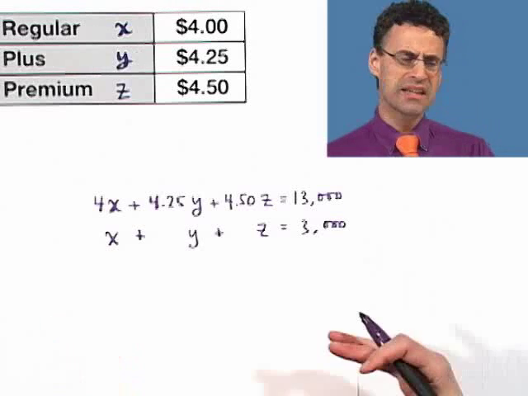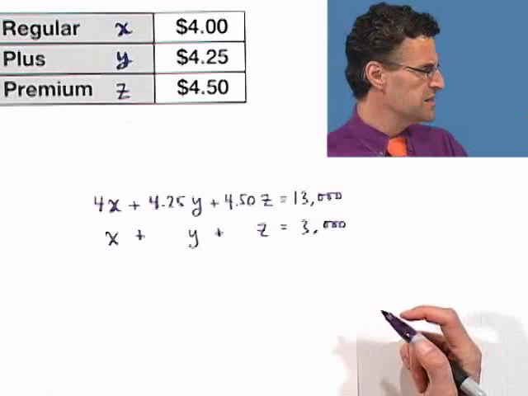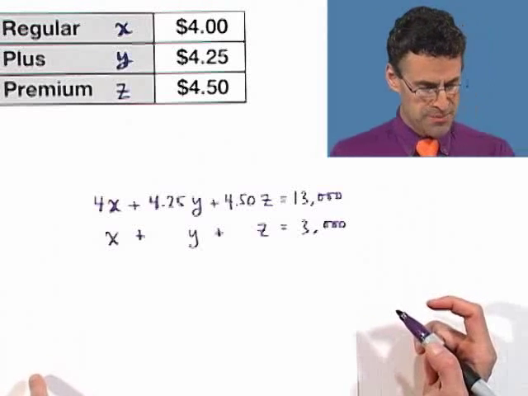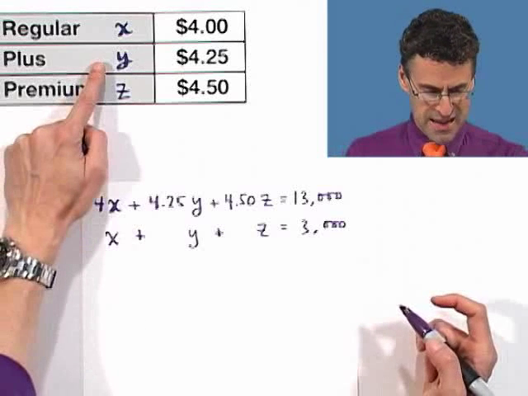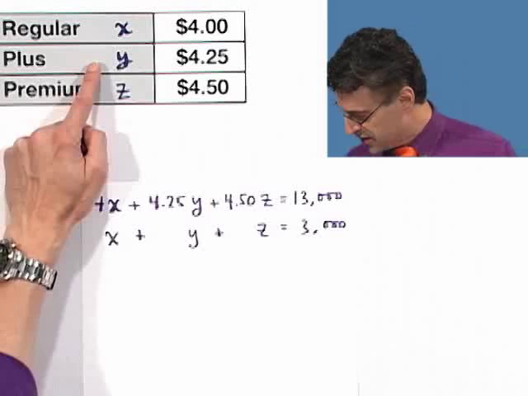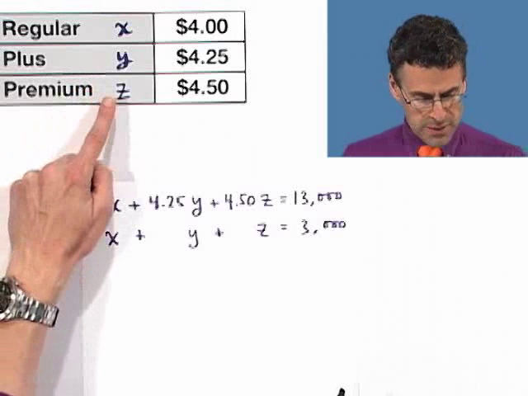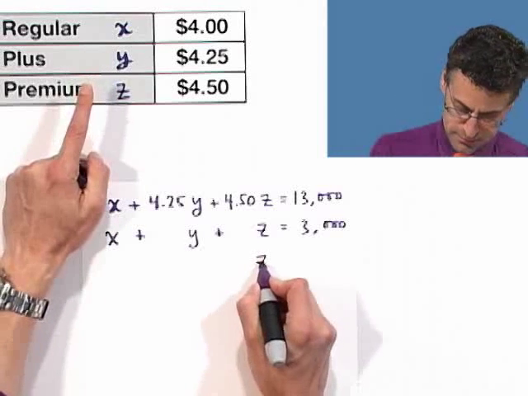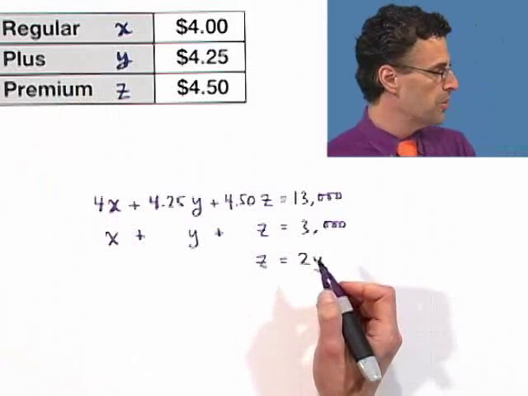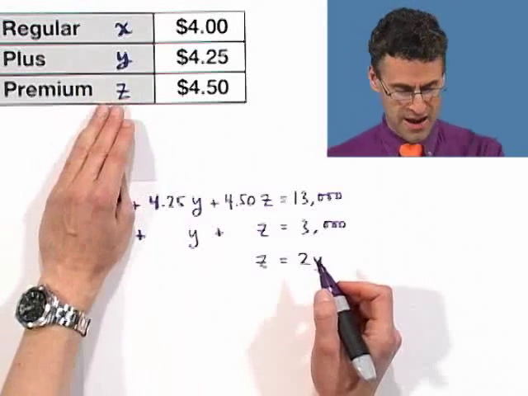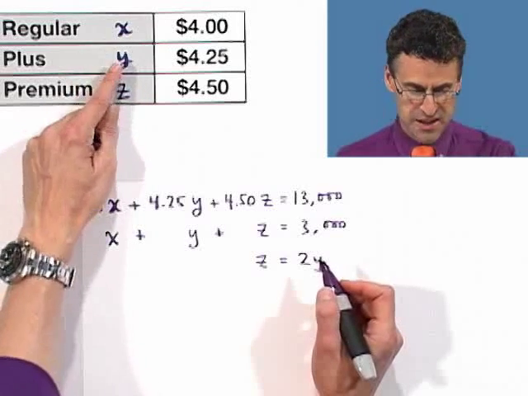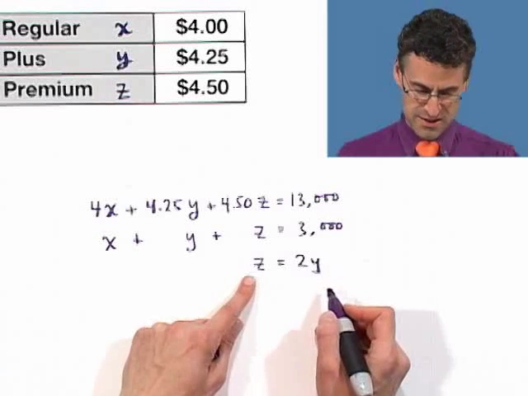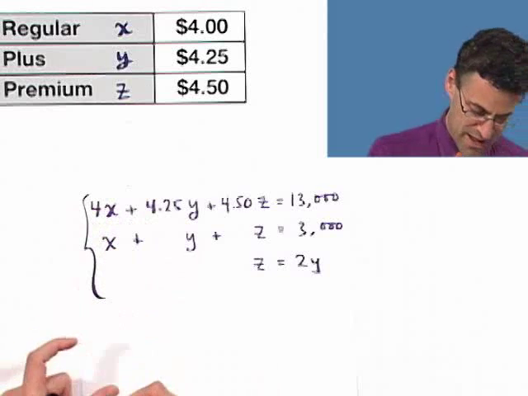And there seems to be one last thing that we're given, which is that twice as many gallons of premium gas as plus gas was sold. So that means that the premium gas is actually the same as 2 times the plus gas. Because we're told that twice as many gallons of the premium gas was sold as the plus gas. So if I took the plus gas and doubled it, I'd have the exact same number of the premium gas. So I see this. And that's my system. That's the system that I want to look at.